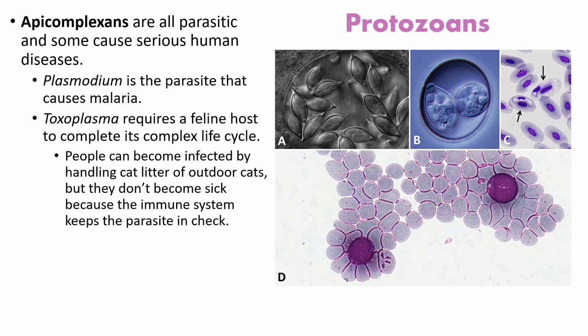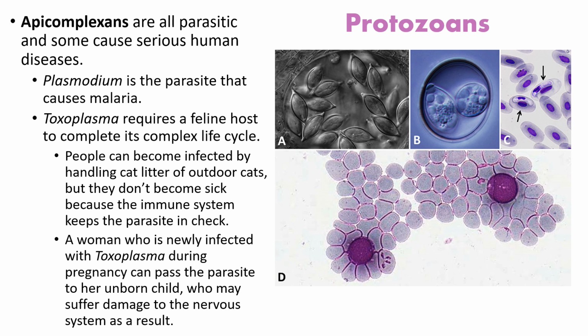However, there is one situation where it is dangerous, and that is when you have a woman that is pregnant. So if a woman is pregnant and she becomes newly infected with this toxoplasma, she potentially can pass that on to her unborn child, which then could actually suffer damage to the nervous system. Okay, because the unborn baby doesn't really have a very substantial nervous or immune system at that point, and so can have some more damage take place.